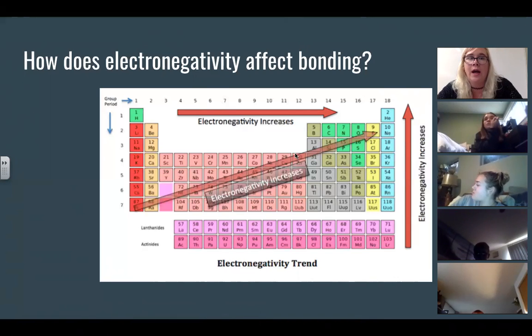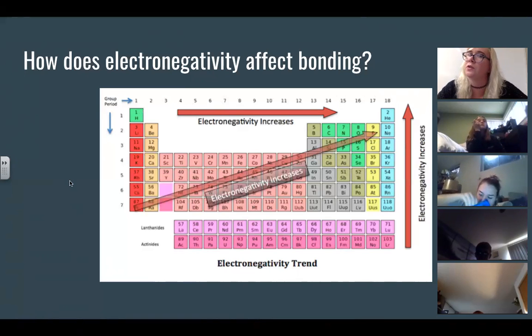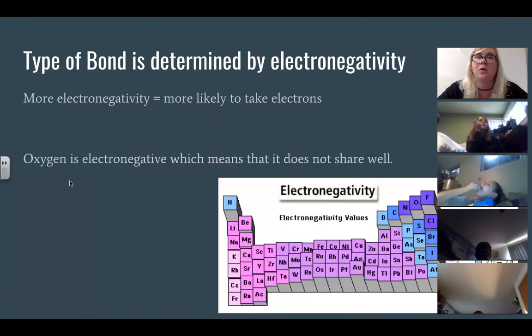So Logan asks, would 63 be more electronegative or less electronegative than 22? Let's see. 22 is over here, titanium. 63 is, where is it? Down here. That's a good question. I would say 22 is probably more electronegative. But of course, this is a trend. So Logan's asking a great question here.